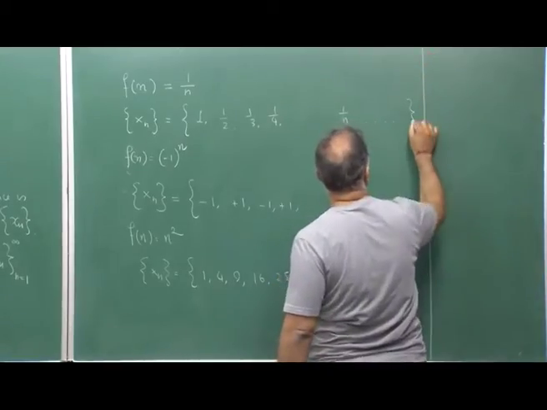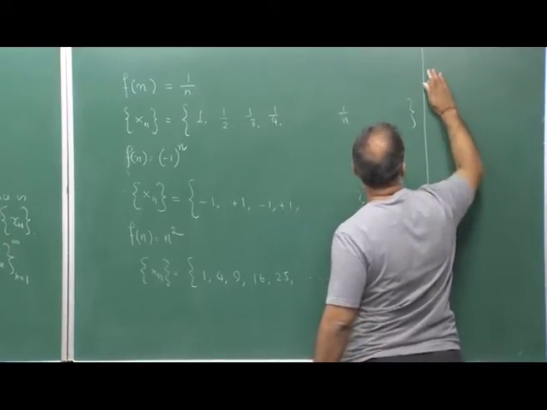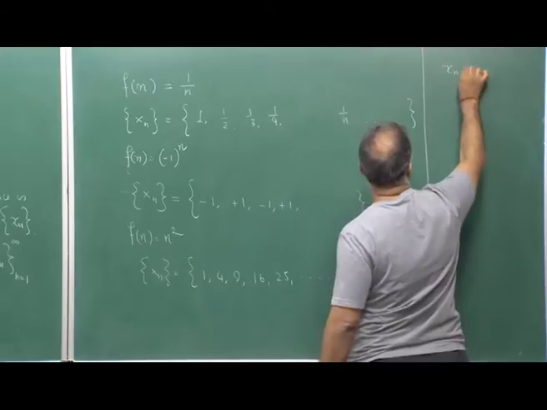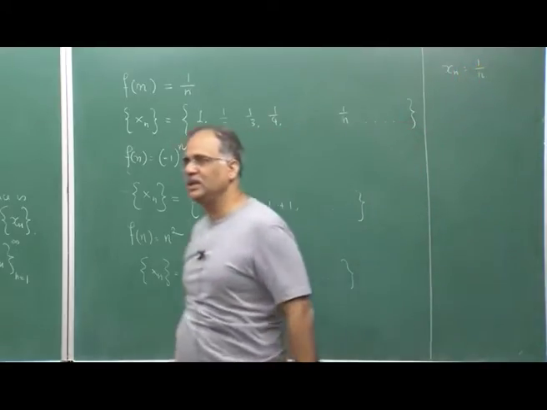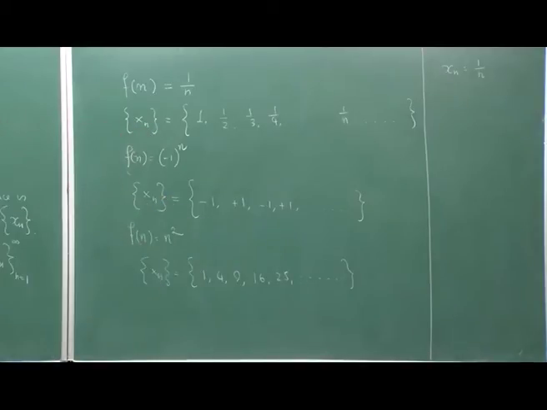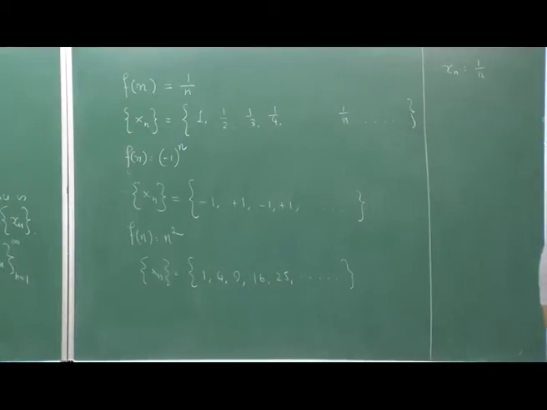So, let us look at the nature of this sequence, where each xn can now be written as 1 by n. So, what is the nature of this sequence? The nature of this sequence is that as I increase the value of n, the value of 1 by n is going down. It keeps on going down, but it continues to remain positive.